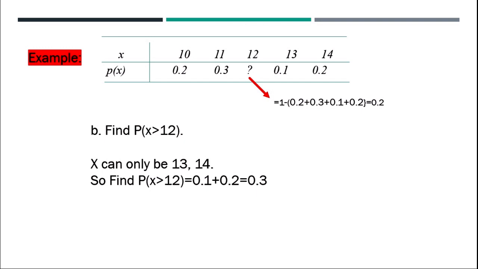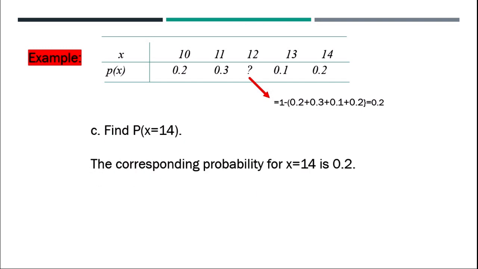B. X bigger than 12. X can only be 13, 14. So the probability is 0.1 plus 0.2 equals 0.3. C. The corresponding probability for x equals 14 is 0.2.